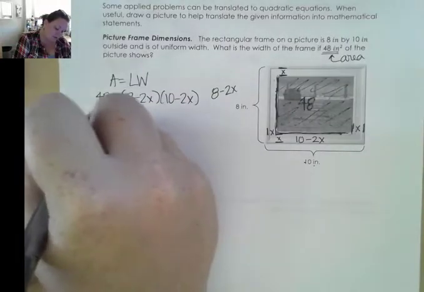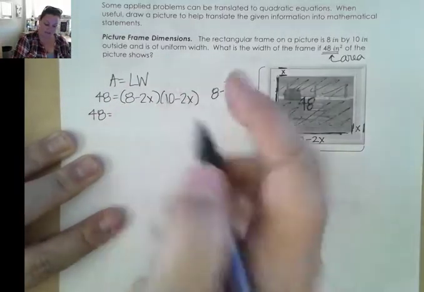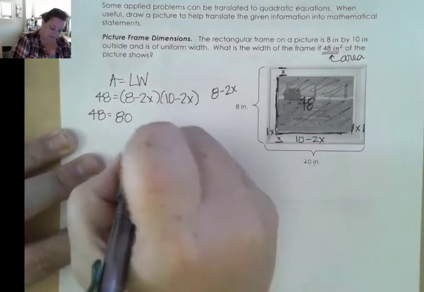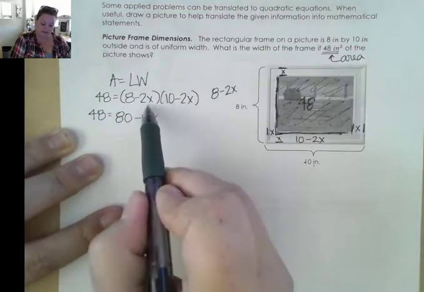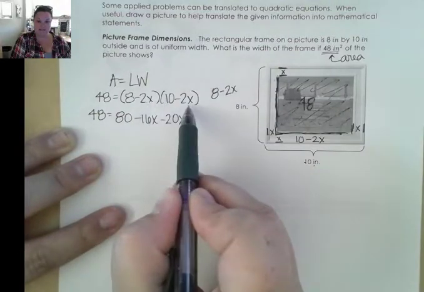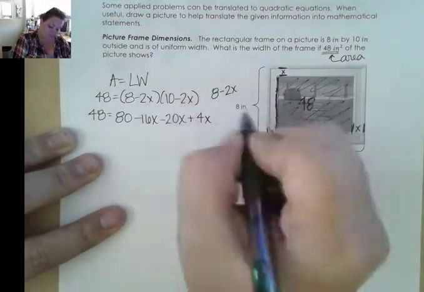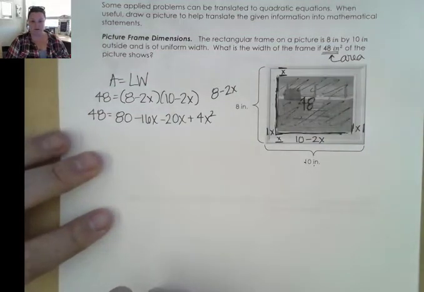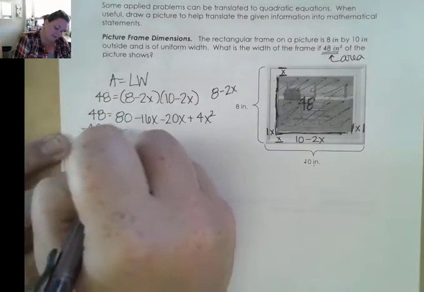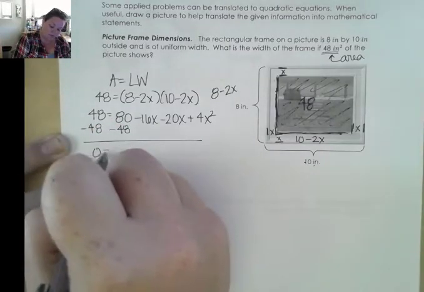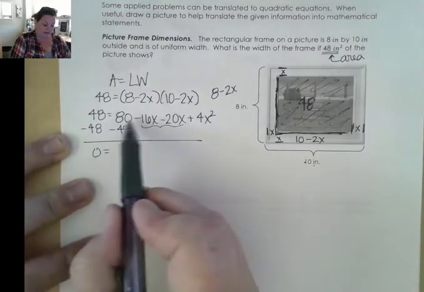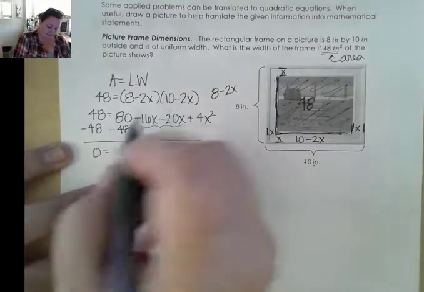So I'm going to go ahead and start distributing this. So 8 times 10 is 80. 8 times negative 2x is negative 16x. Negative 2x times 10 is negative 20x. And negative 2x times negative 2x is positive 4x squared. Okay, so a couple things I need to do to get this into standard form. I need to subtract this 48 to the other side so that it's equal to 0, right? And I also need to combine my like terms. So 80 minus 48 is going to leave me with 32.